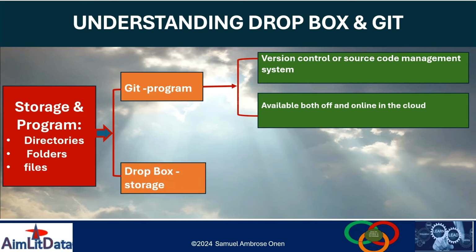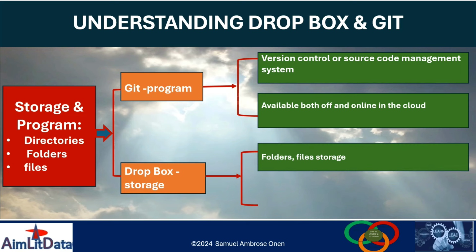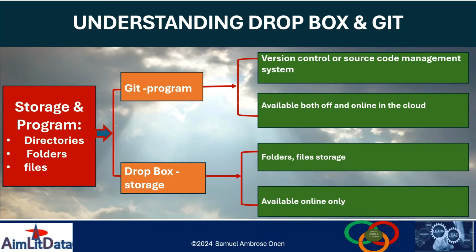When you come to Dropbox, when you think of Dropbox, just think of it in terms of storage. Dropbox is the space, the storage found in the cloud as well. But it is only used for folders, files, storage management. It doesn't control the version. You need the internet in order to use Dropbox. However, you may install Dropbox on your phone, but still you cannot upload your work, your folders, your files to Dropbox if you're not connected to the internet. Dropbox is available online only. So that's the difference between Dropbox and Git. But they are all useful for managing our files.